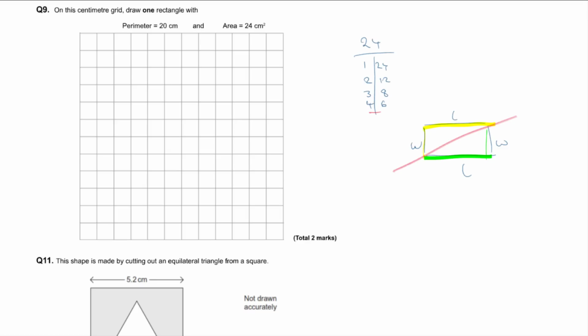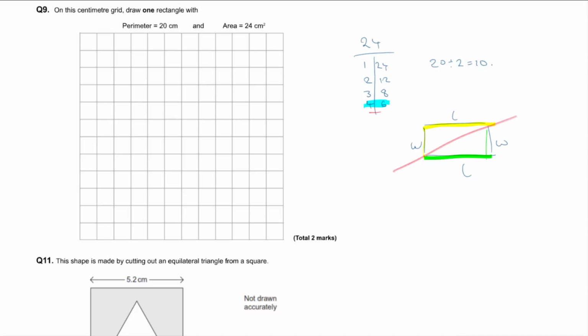So the perimeter being 20, if I take 20 and I divide it by 2, I'm going to get 10. So my length and width here need to add up to 10. So which factor pair adds up to 10? It's going to be this factor pair here, isn't it? It's the 4 and the 6. Okay, so 4 plus 6 is 10. So then double that up. That's going to give me the perimeter of 20, and multiplying it together, it's going to give me the area of 24. So I just need to draw a rectangle which is 4 by 6.